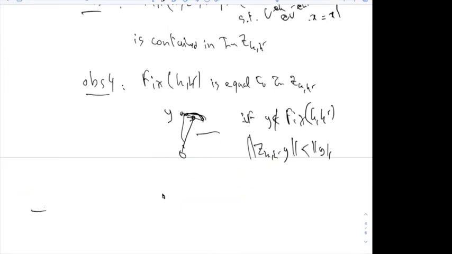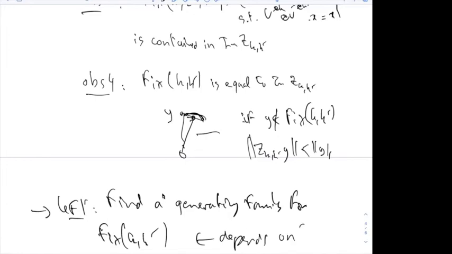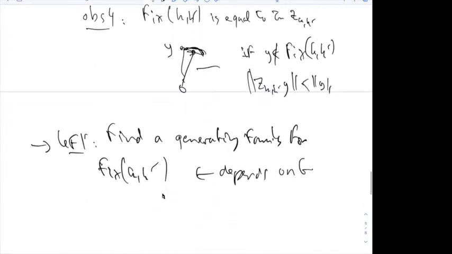So then what we are left with is to find a generating family for fix k prime. And here, this of course depends. This is where the dependence on G occurs. And let me give some example.